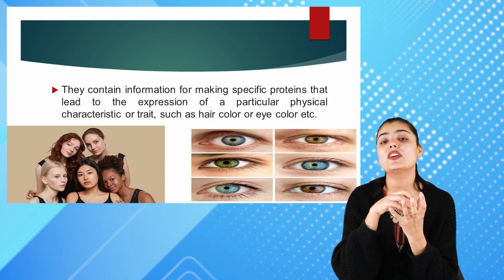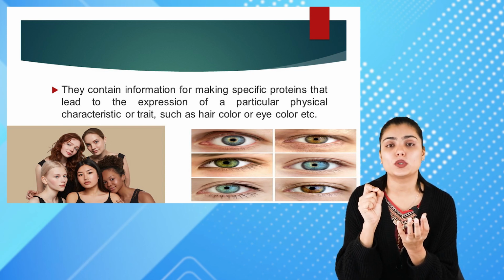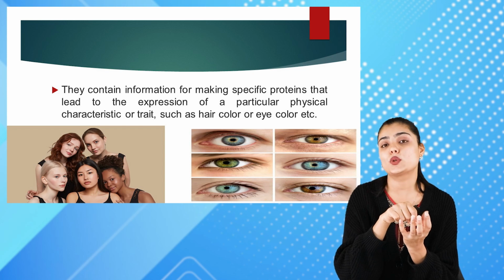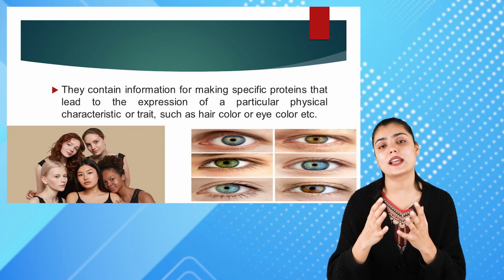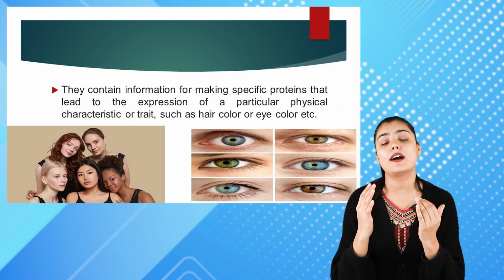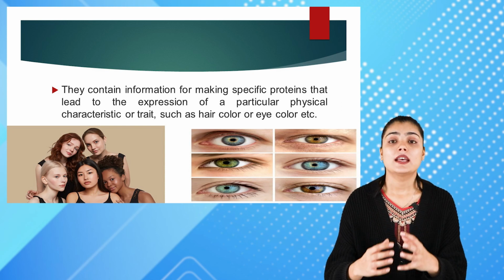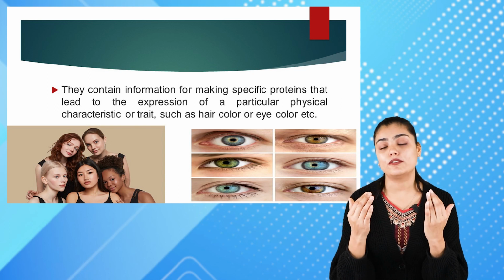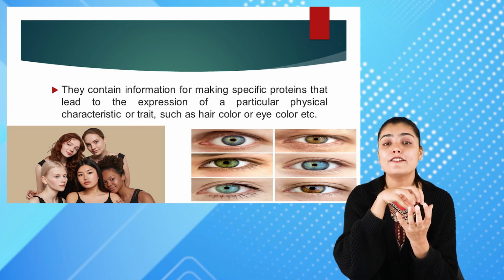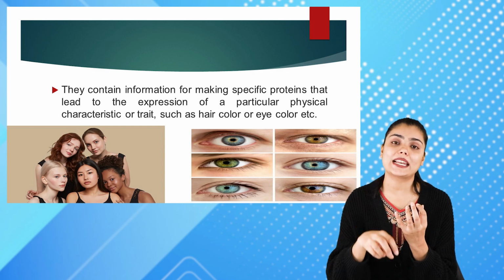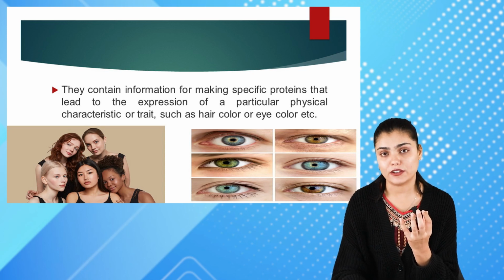So a gene will have the information about a certain protein. Okay, now this protein will express a characteristic in an individual. For example, the color of the hair or the color of the eye of an individual. So this protein will contain information about the physical characteristics of the individual.